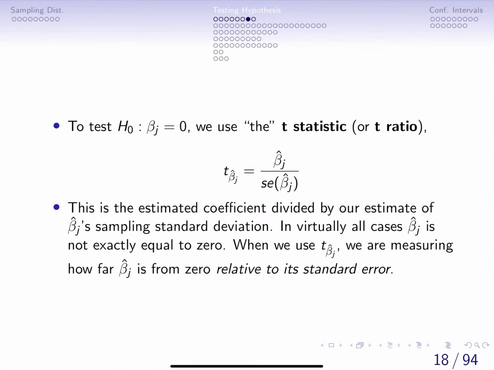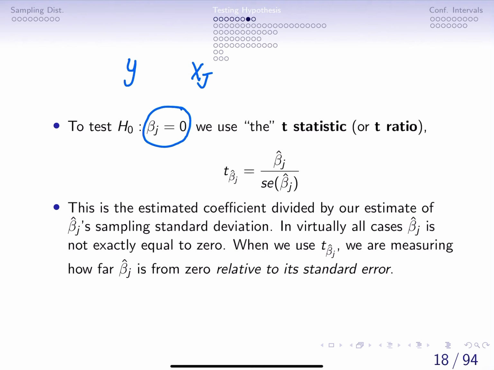So remember what we're trying to do when using a t-statistic or a t-test. We are trying to test hypotheses about a single population parameter. Here, in a more generic way of writing things, we want to test what the effect of xj on y is, and that is captured by beta j. This is a population parameter.